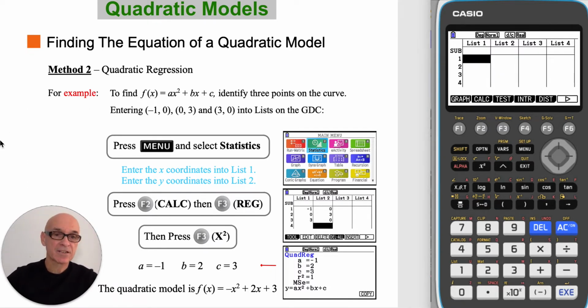and enter the x coordinates into list 1. So that's -1, 0, and 3. And then use the right cursor to get to list 2 and enter the y coordinates into list 2. So that's 0, 3, and 0.